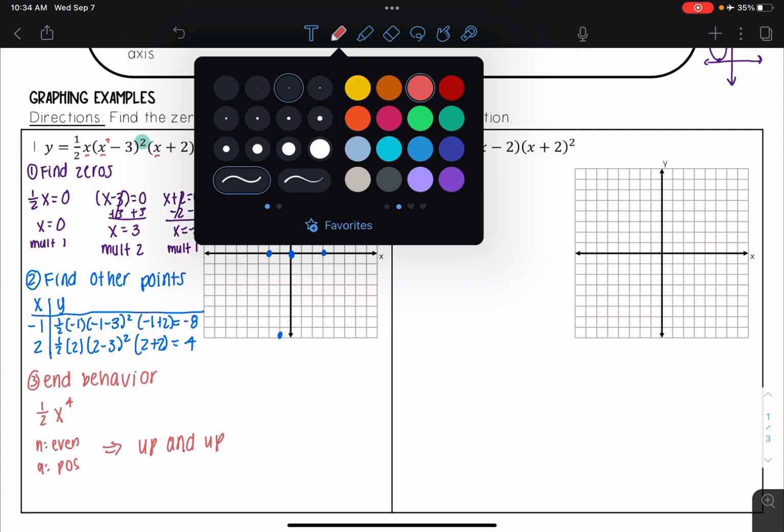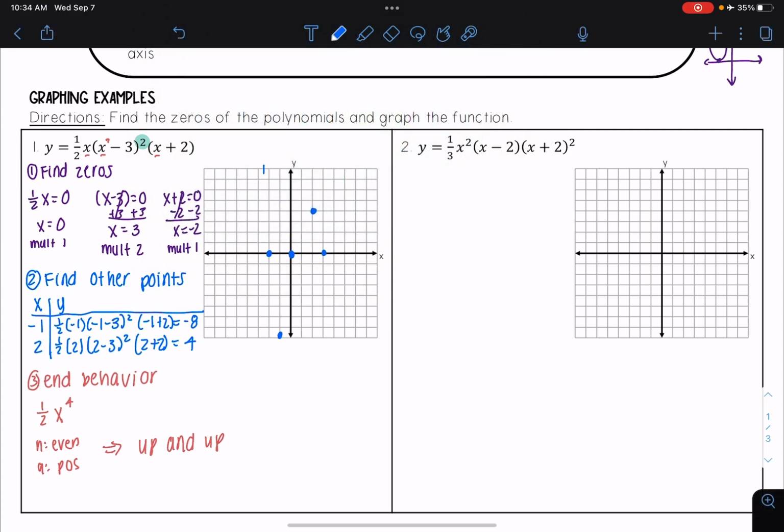So when I'm going through these points, I'm going to start up. I get to a 0, and I need to figure out, am I passing through or am I touching the axis? Well, I see this is multiplicity of 1, so that means I am passing through. For -2, it's multiplicity of 1, so I'm passing through. Coming up to another 0, I have x equals 0, that's multiplicity of 1, that's odd, so I'm passing through. Now, x equals 3, that one was multiplicity of 2. So since that's an even number, that means I'm just touching it. And then I end up.